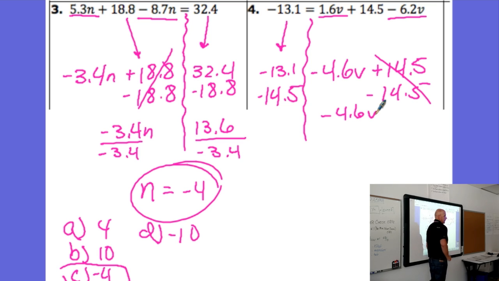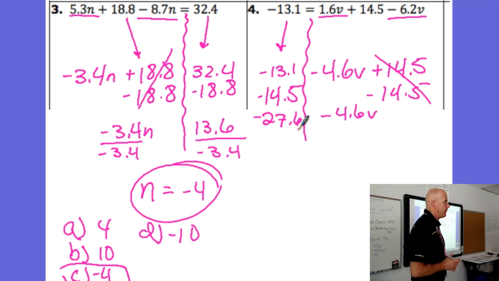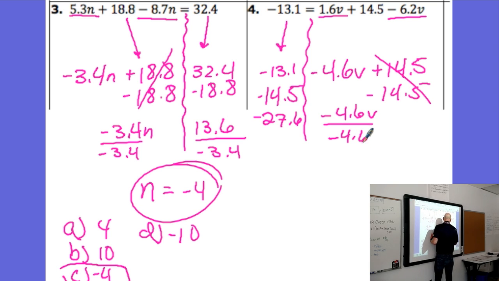Use your calculators. What do we get? What do we get when we subtract 13.1? Negative 27.6. Okay? So now we just moved, and our last step is what? Divide. By negative 4.6. Okay, that cancels, so we're left with 1. So V is equal to positive 6.